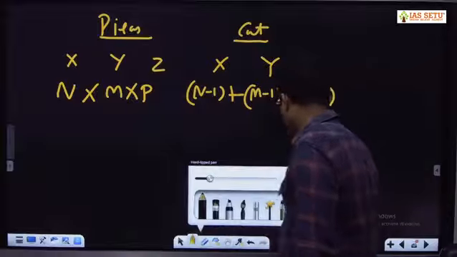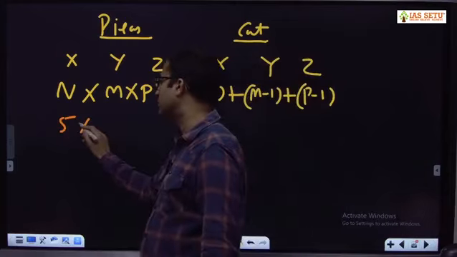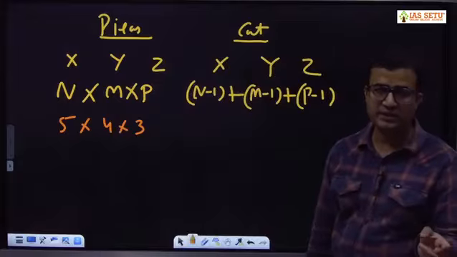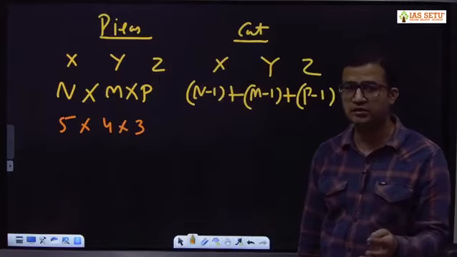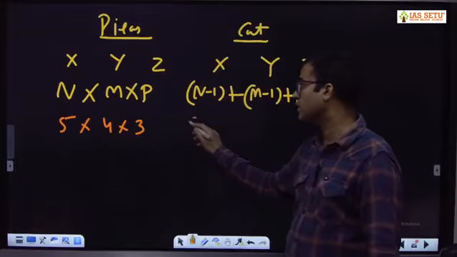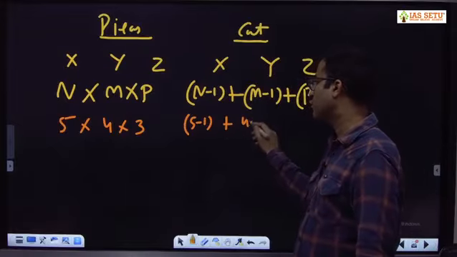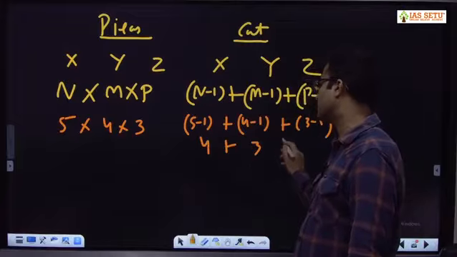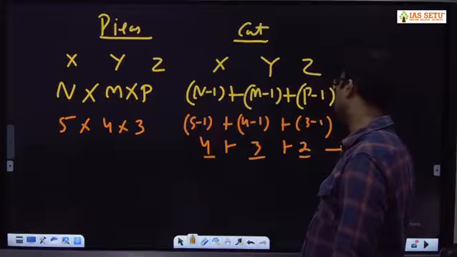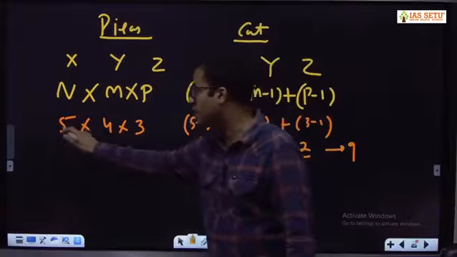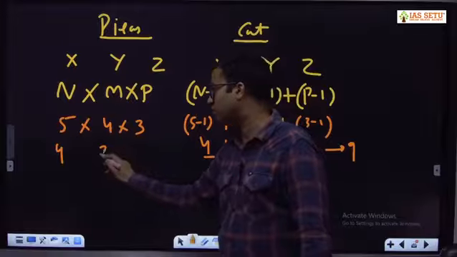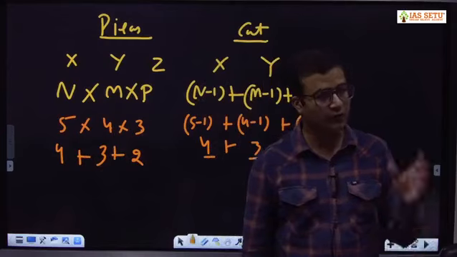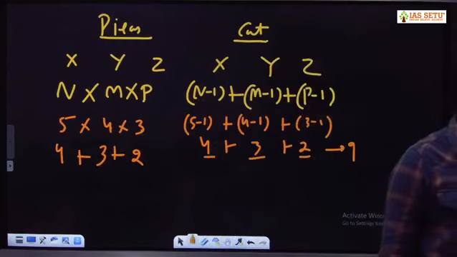Like if the examiner says the number of pieces is 5 into 4 into 3. If we have 5 pieces along the x-axis, 4 pieces along the y-axis, 3 pieces along the z-axis, how many cuts are required? 5 minus 1 cuts here, 4 minus 1 cuts here, 3 minus 1 cuts here: 4 plus 3 plus 2. So here 9 cuts are required. Or what you can do? 5 pieces require 4 cuts, 4 pieces require 3 cuts, 3 pieces require 2 cuts, and you add. If the number of pieces is given, subtract 1 for the number of cuts and add.